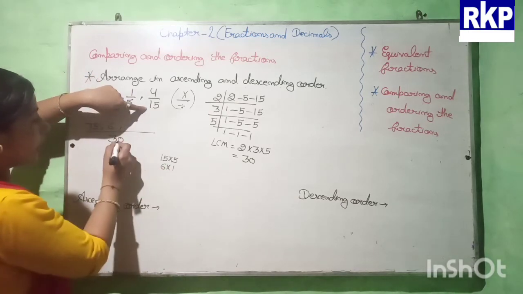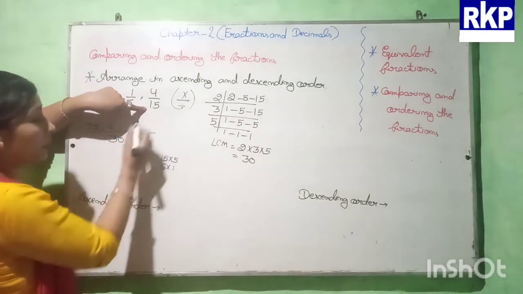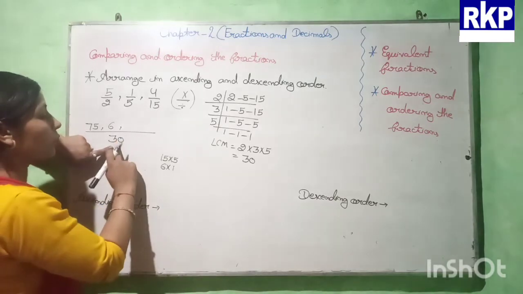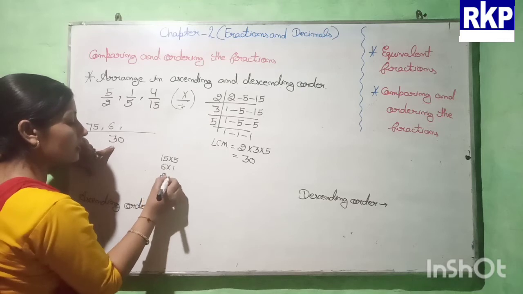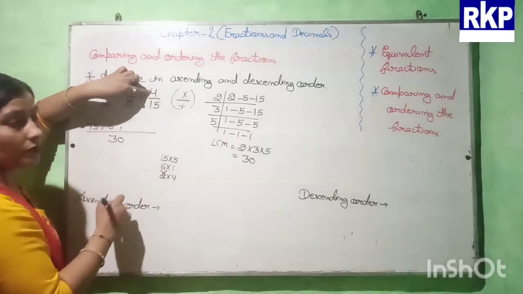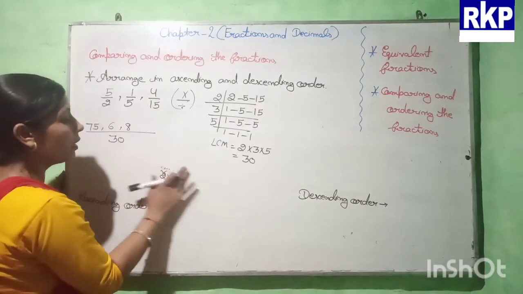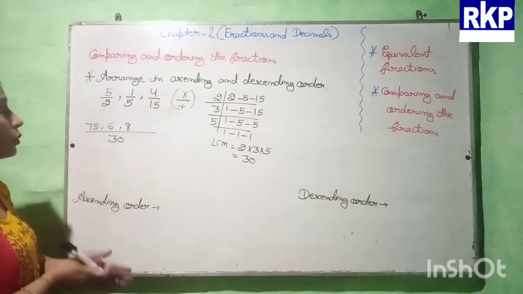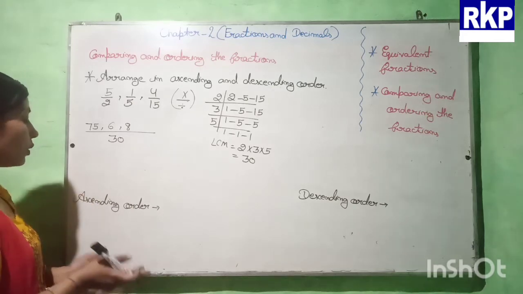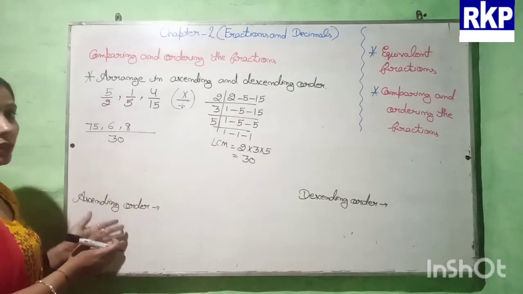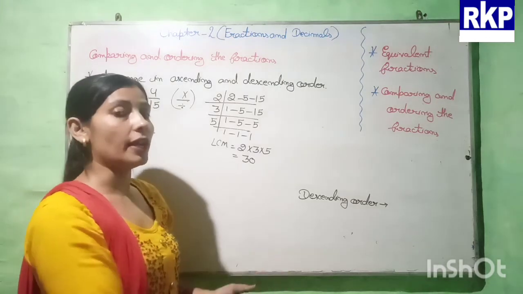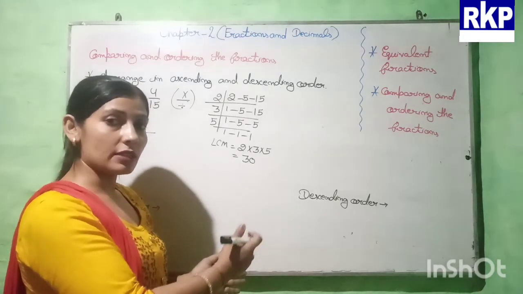Now we have to divide this LCM by this 15, that is, by the denominator of this fraction. So when we divide 30 by 15, we will get 2. Now we have to multiply this 2 with the numerator of this fraction. So 2 fours are 8. Okay. So now, beta, we have to arrange these according to ascending and descending order. According to ascending order, we have to arrange these from smallest to greatest, and according to descending order we have to arrange these from greatest to smallest.